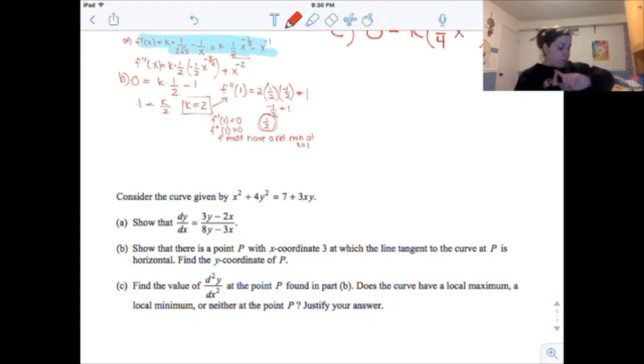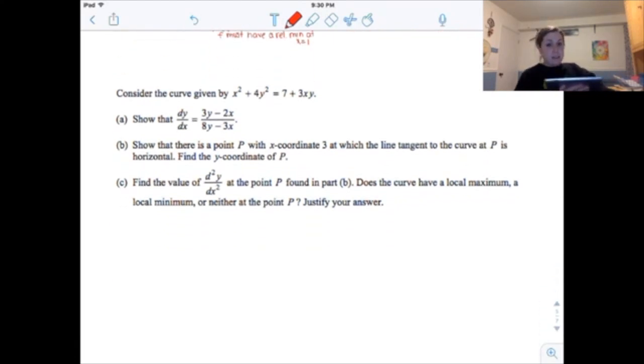Part B, show that there is a point with x coordinate 3 at which the tangent line is horizontal. A horizontal tangent line means that your first derivative equals 0. So what you would be looking at is setting your derivative equal to 0, plugging in 3 for your x value, and then going there. I want to look at part C. It says find the second derivative. Does this curve have a max, min, or neither at point P? Justify your answer. So we need point P from part B to do this one.